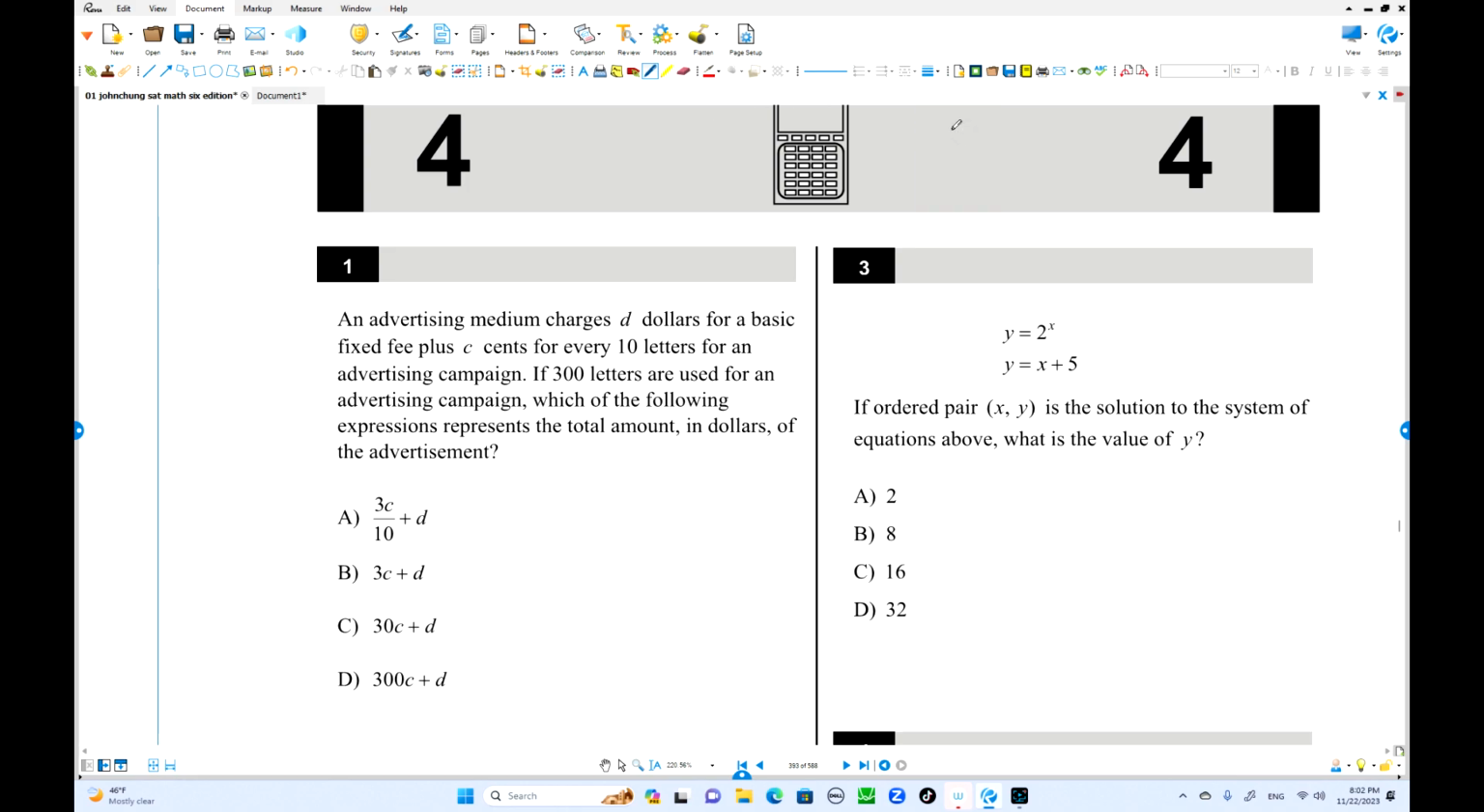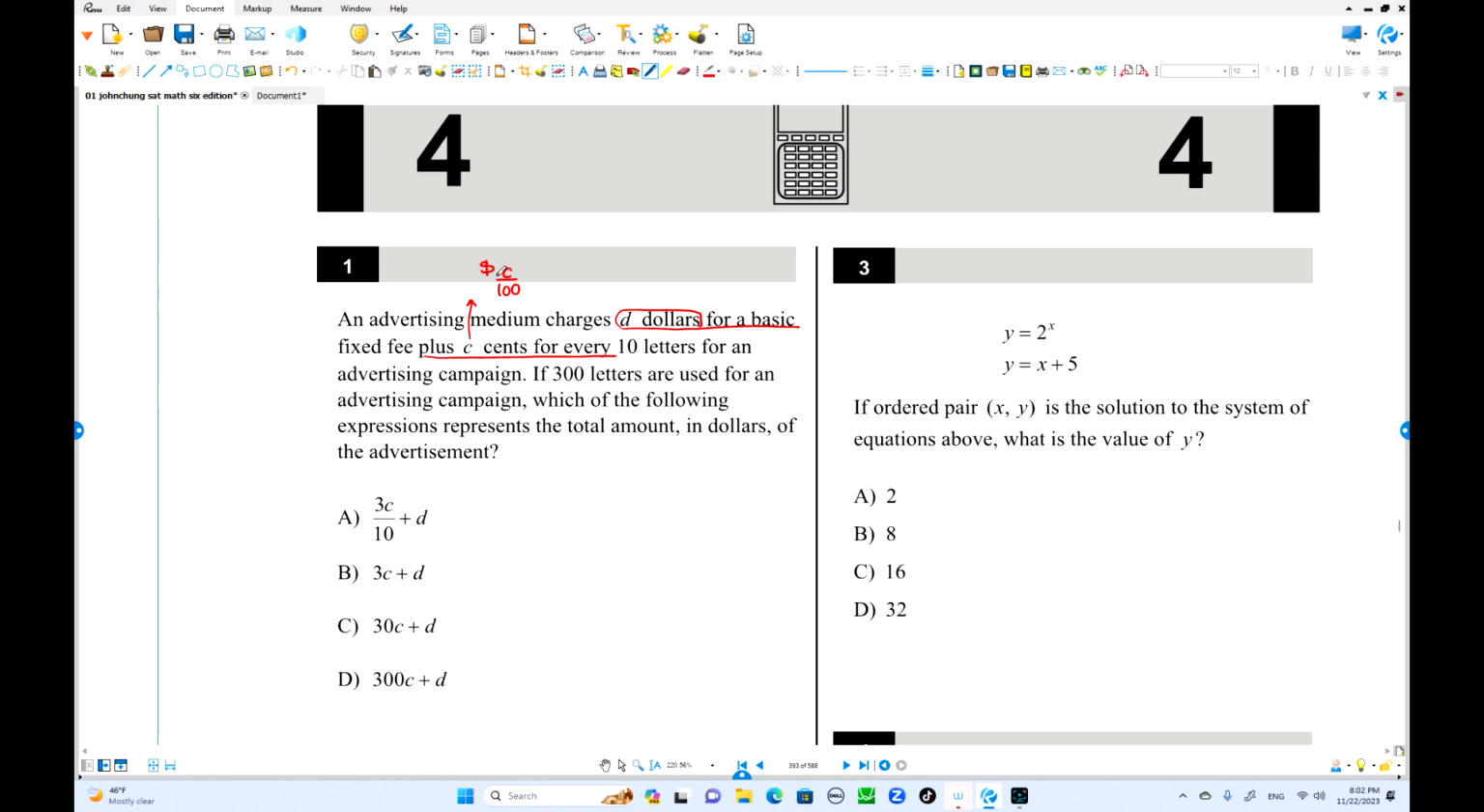All right, number 1. The museum charges $D as a basic fixed fee, okay? This is a fixed amount, $D. And the second one is plus C cents. We have a different unit, right? C cents, you want to express in dollars. C over 100 dollars, okay, that is C cents.